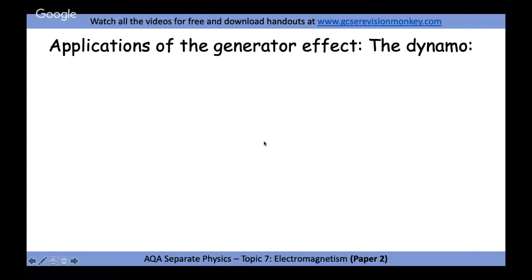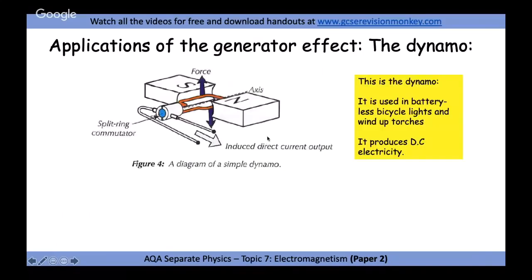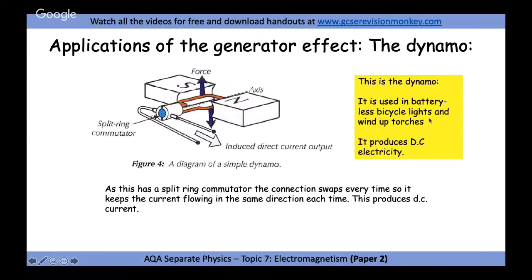Applications of the generator effect, so the dynamo. This could be used in batteryless bicycle lights and wind-up torches. It produces DC. The reason why it produces DC is because we've got one of these split ring commutators here. So it's got a split ring commutator, so the connection swaps every time, and this keeps the current flowing in the same direction each time. So this produces DC current.